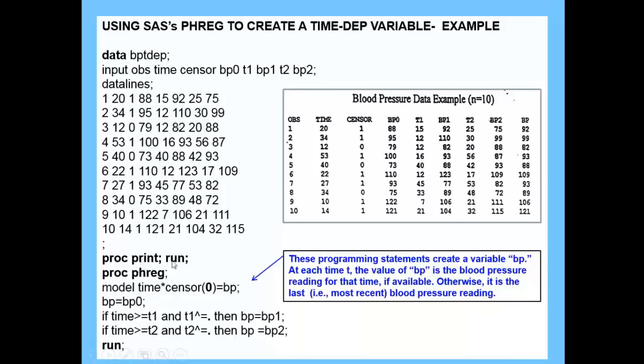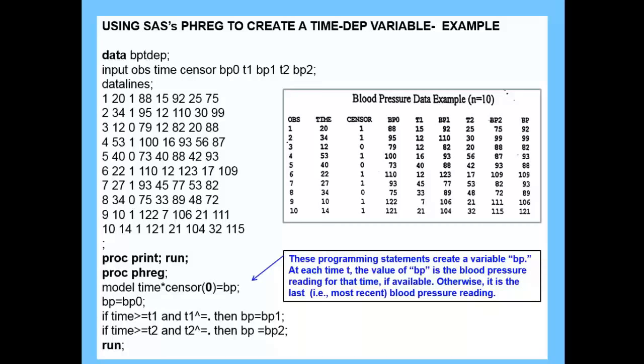Now I say proc print, run, so I can show what the data looks like, and then here it is, proc phreg, model time*sensor(0) = BP. So what have I done here? I'm using a model. What's the outcome variable? Time. What's the censoring variable? A variable I've called sensor. What's the value of the censoring variable if somebody is censored? 0. And how many variables are in this model? One. And what's the name of the variable? BP, that's the name of the variable.